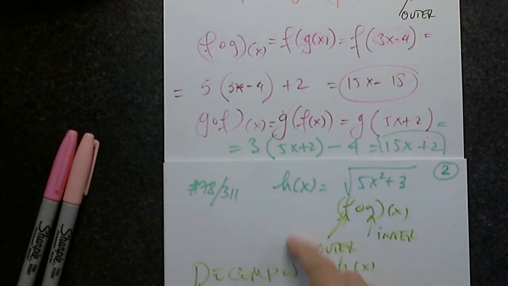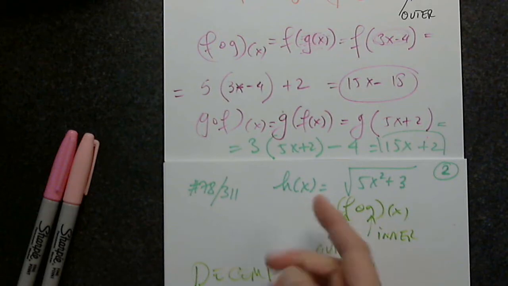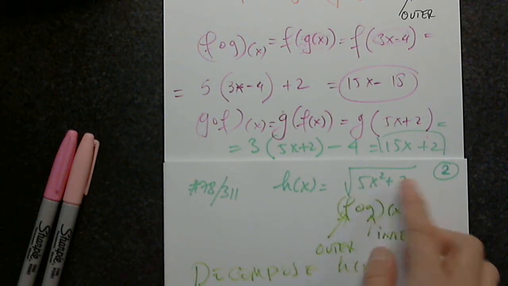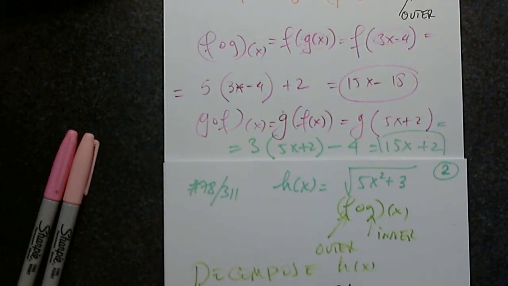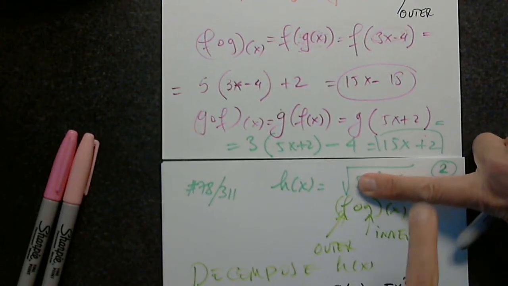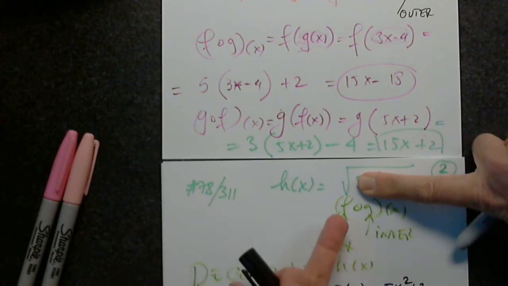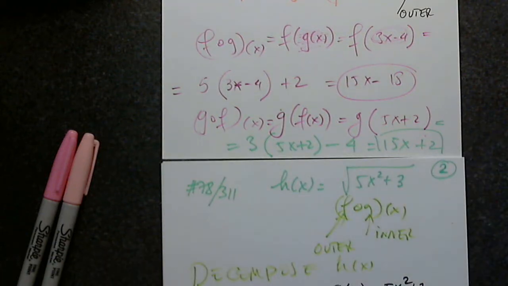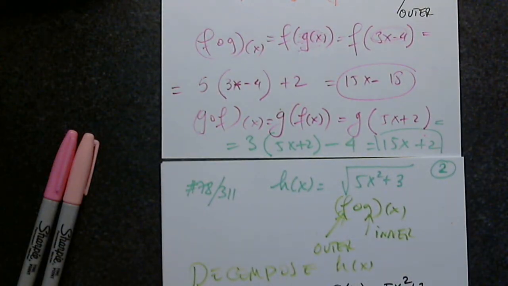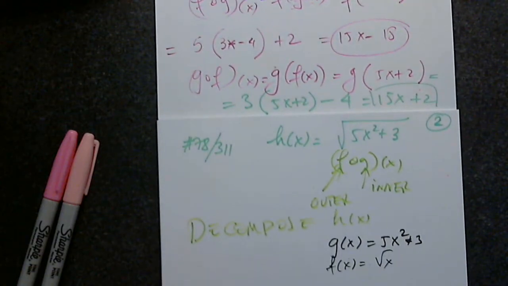Here's how I think. If I want to evaluate this for 2, what will I perform first? I will perform 5x squared plus 3. So that must be g of x. When I'm done and I find just one number, let's say 15, what is the outer function going to do? Square root of x, that's it. So f of x, which is the outer, will be the square root of x. So I decompose the function into 2 functions. I can decompose it in more than 2, and this is not the only answer. So you can come up with another answer.